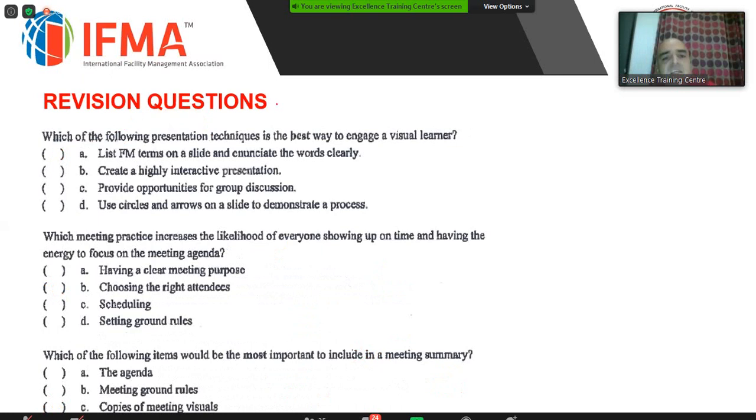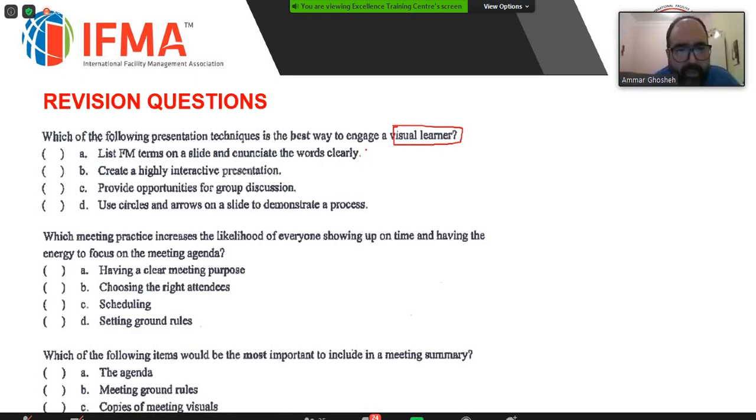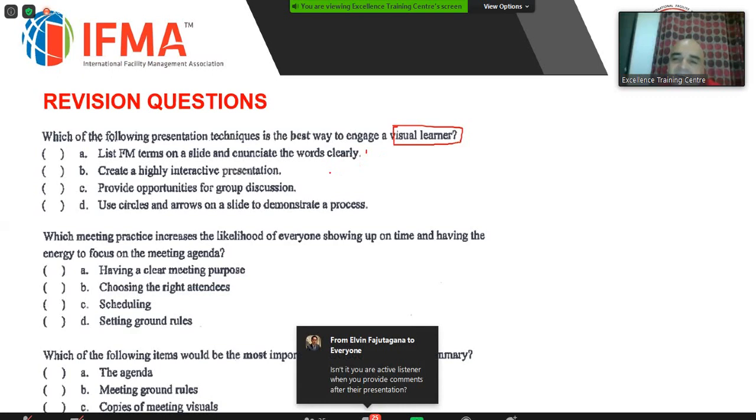Which of the following presentation techniques is the best way to engage a visual learner? So the key word now here is visual learner. List key terms on a slide and enunciate the words clearly. Yes, no, or maybe? No. I believe it's B. Create a highly interactive presentation. No, it's not B. C.